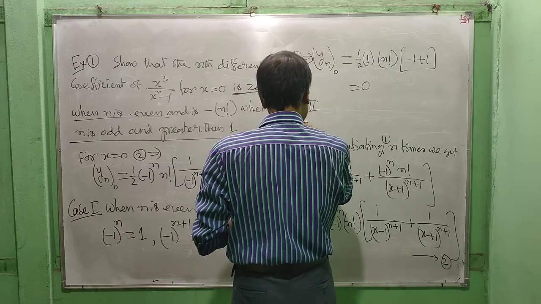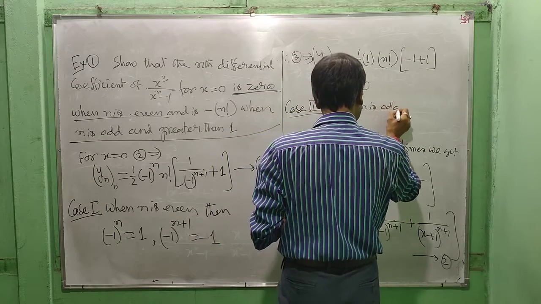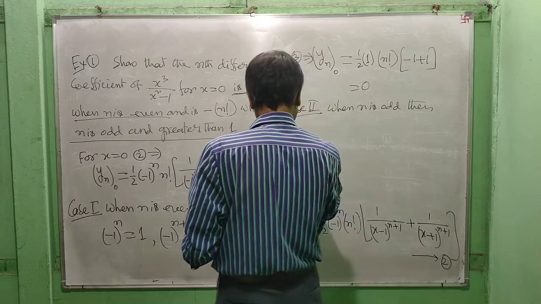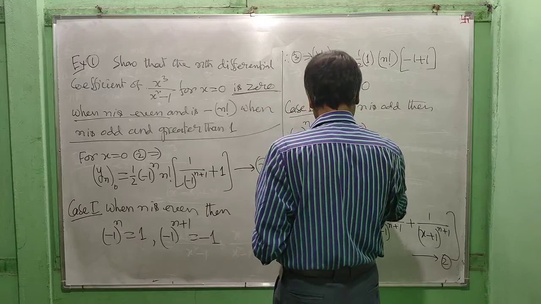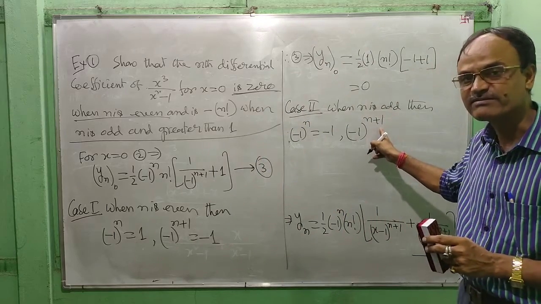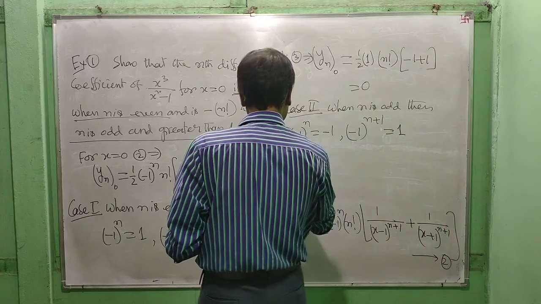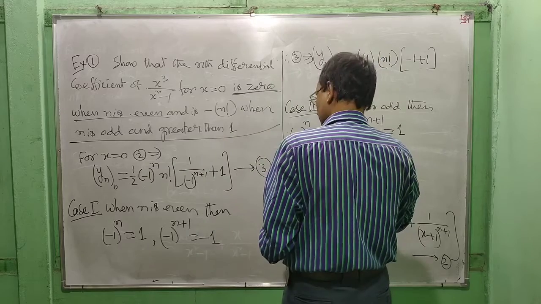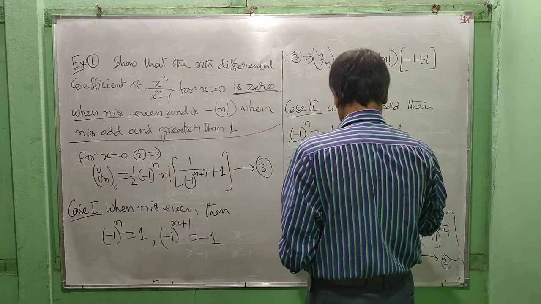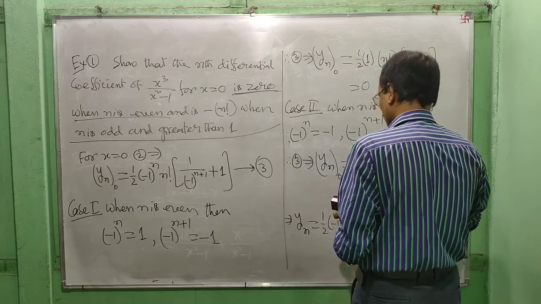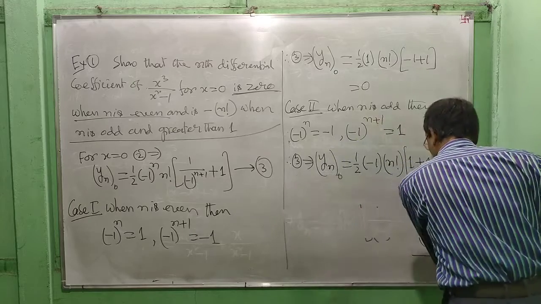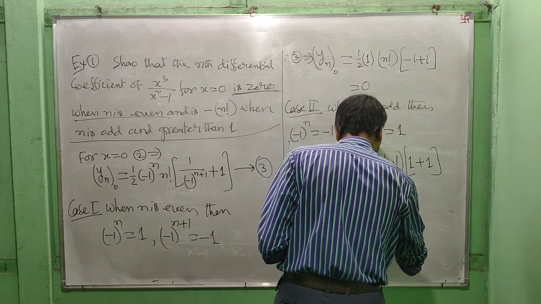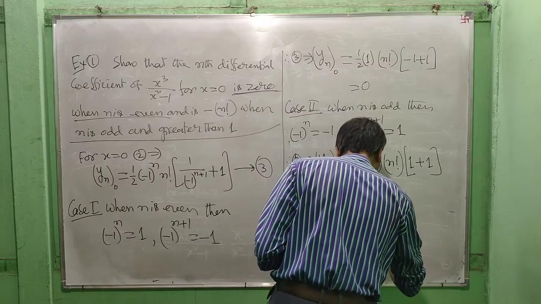Case 2, when n is odd. Then minus 1 whole to the power n is equal to minus 1, and minus 1 whole to the power n plus 1, where n plus 1 is even, is equal to 1. Therefore from 3, yn(0) is equal to half into factorial n into (1 plus 1), which is equal to minus half factorial n into 2, which is equal to minus factorial n.